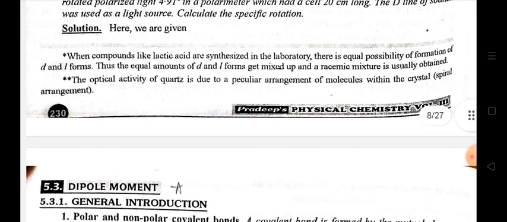When a compound like lactic acid is synthesized in the laboratory, there is an equal possibility of formation of D and L form. Thus, equal amounts of D and L form get mixed up and a racemic mixture is usually obtained. The optical activity of quartz is due to the peculiar arrangement of molecules within the crystal, or spiral arrangement.